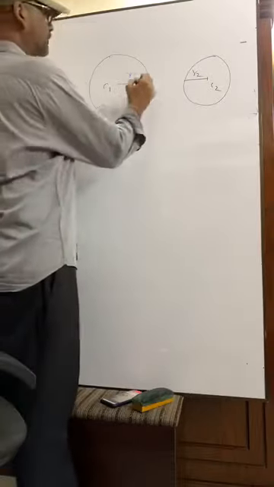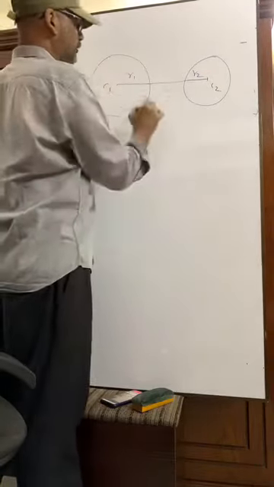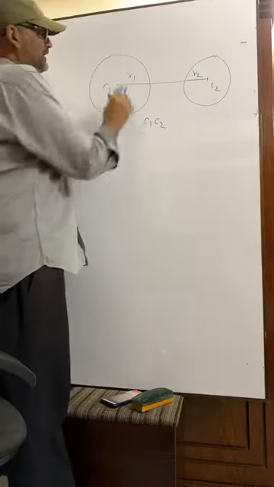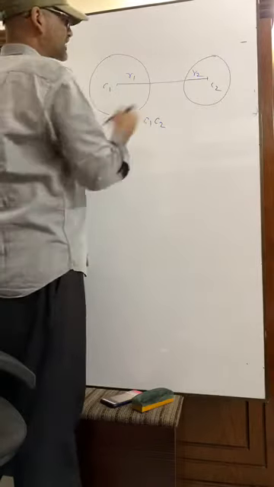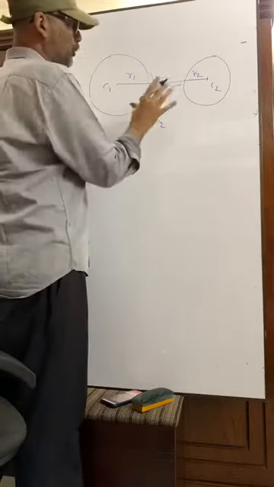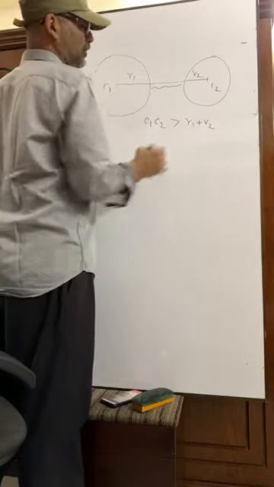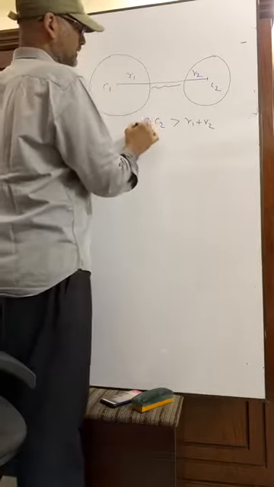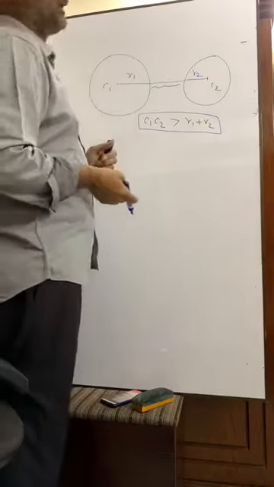The condition is, suppose we join this. So C1 and C2, the distance between C1 and C2, have you seen? This is R1, this is R2, but we have some more distance here. So C1C2 will be greater than R1 plus R2. Please, this is the formula. In MCQ, it can be given.